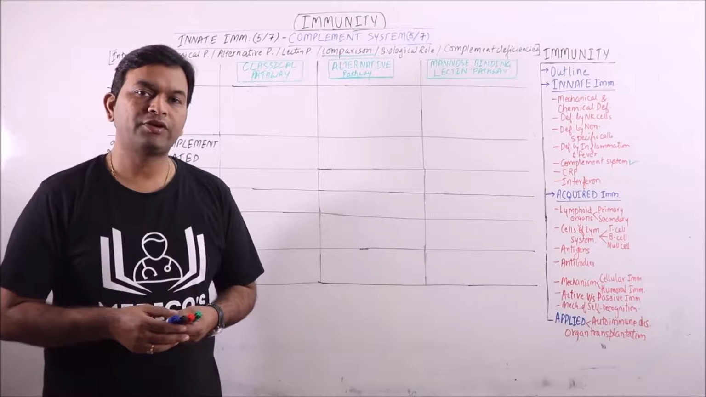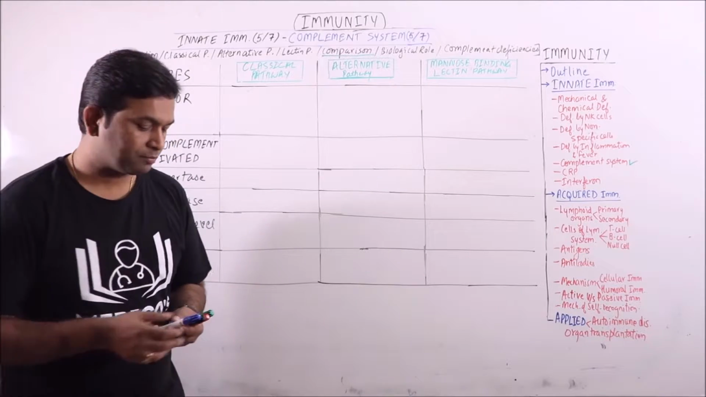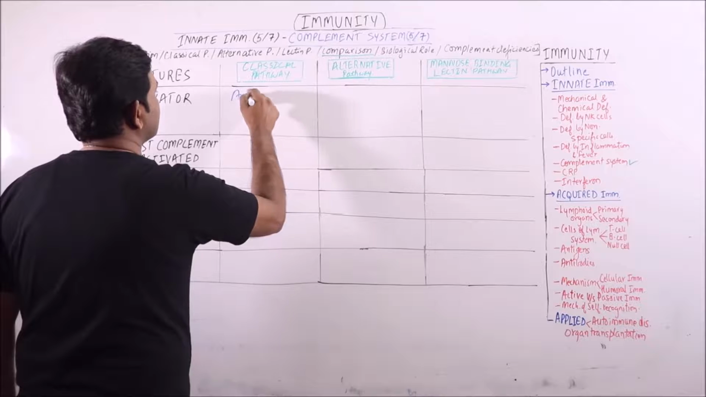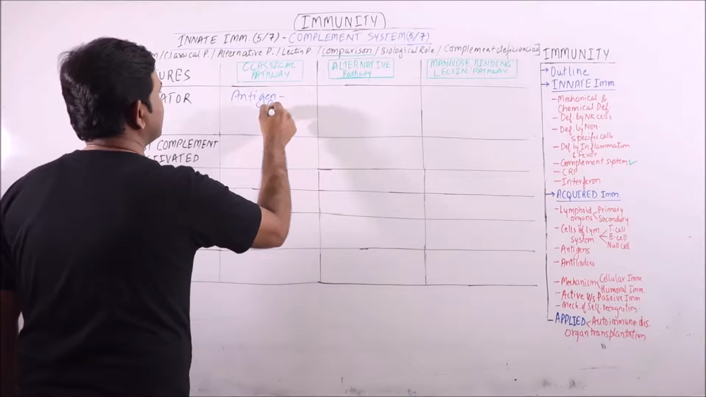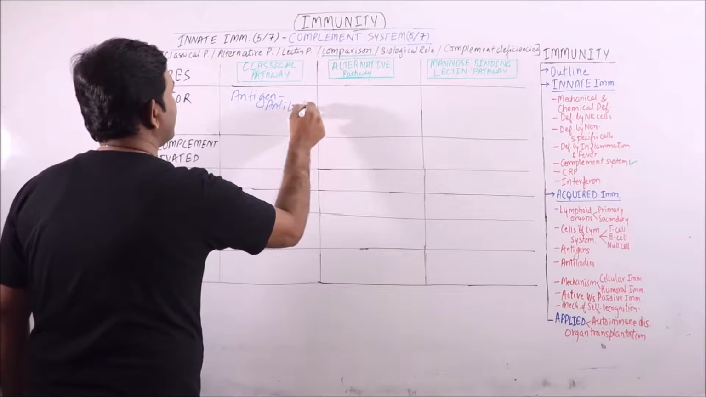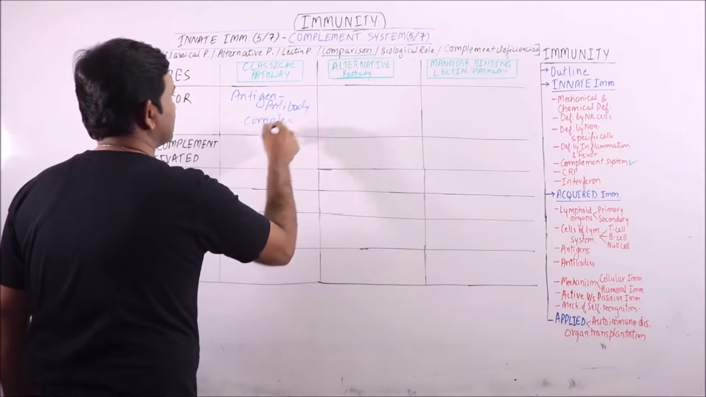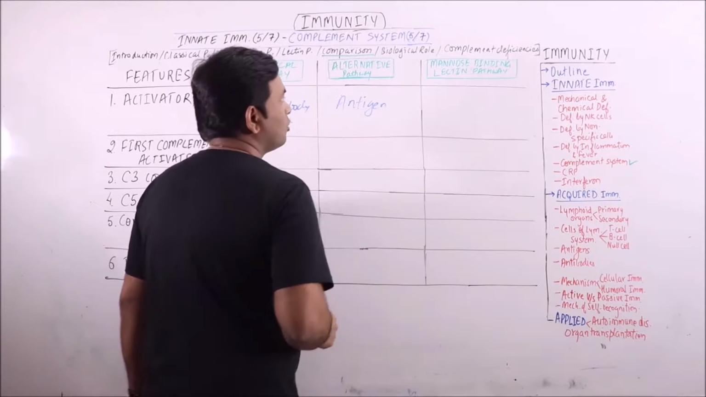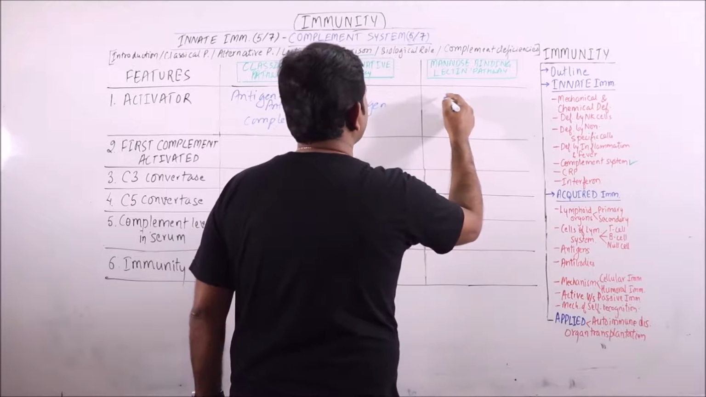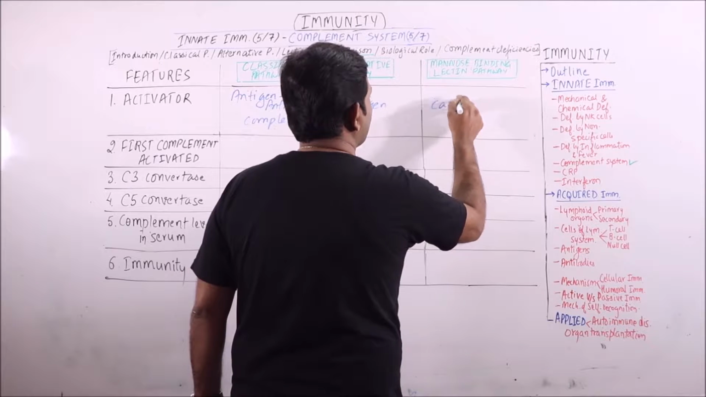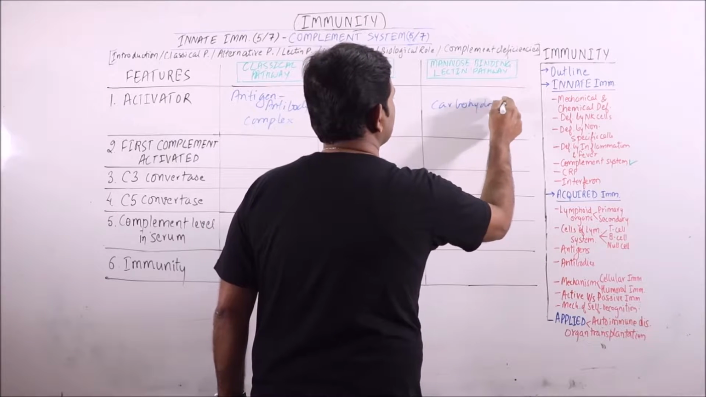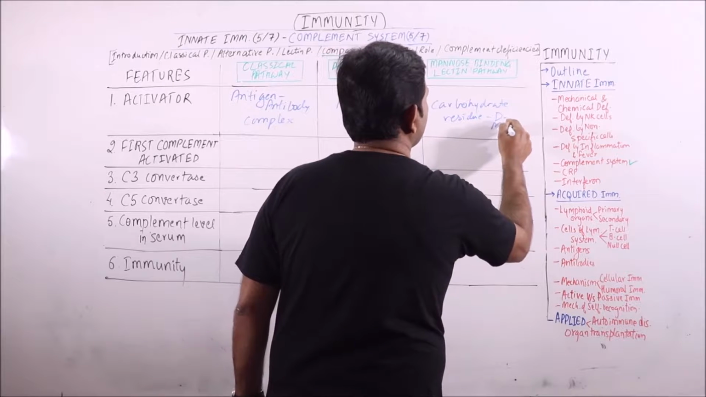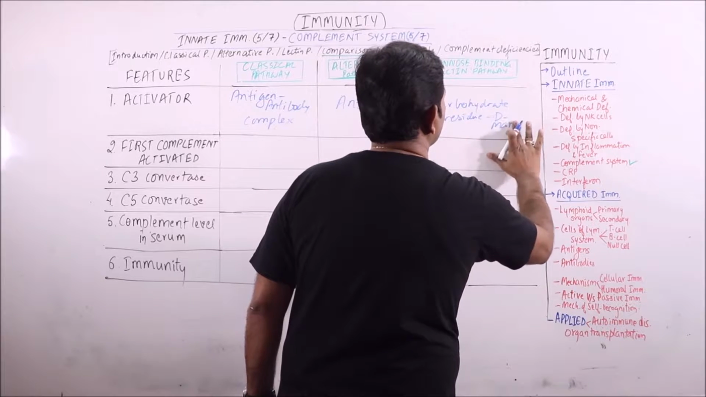Now we'll compare the three pathways of complement system in tabular form. Activator for classical pathway is antigen antibody complex, while in case of alternative pathway it is antigen, while in case of mannose binding lectin pathway it is a carbohydrate residue which is usually D-mannose.